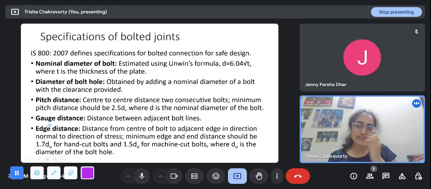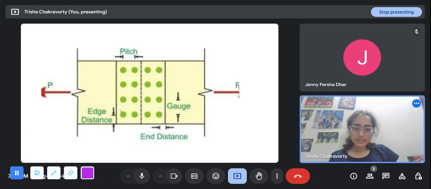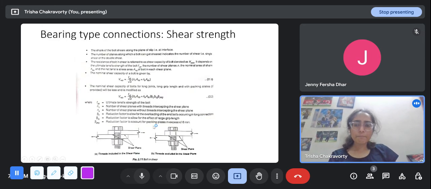And edge distance is the distance from the center of the bolt to the adjacent edge, in the direction normal to the direction of stress. See, the direction of stress is the horizontal direction, the x-axis, and the edge distance is measured along the y-axis. Take the center of the bolt to the nearest edge. The end distance is its complement, the distance from the edge taken along the line of action of the force. So these are the pitch, gauge, edge distance, and end distance.